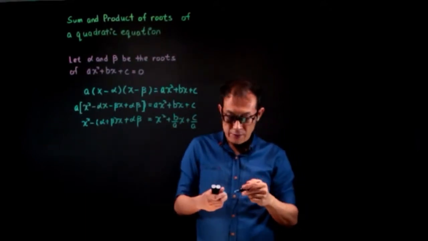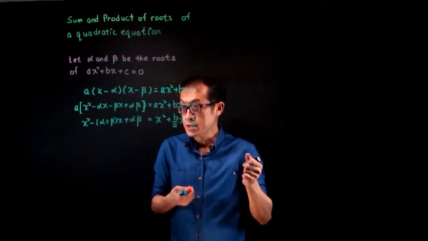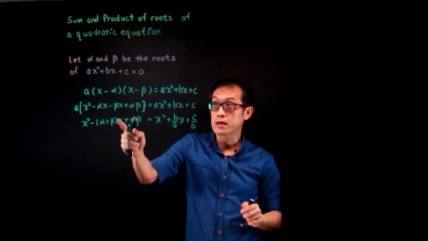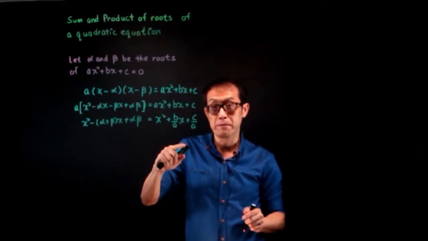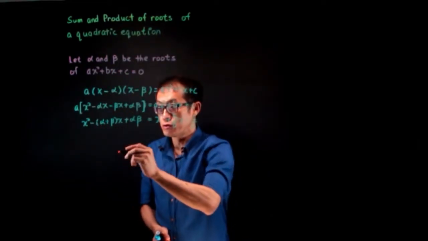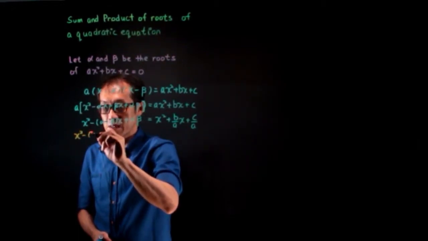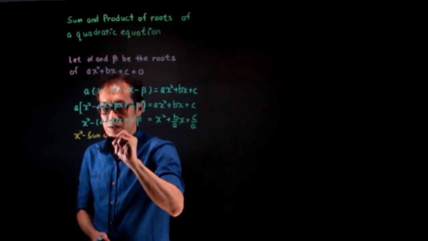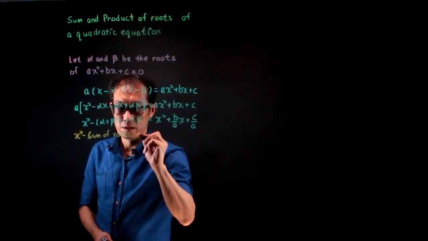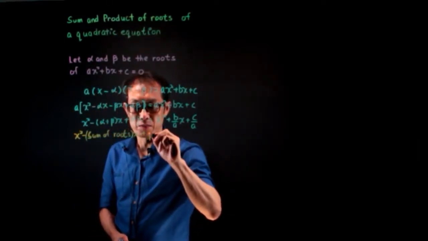Now there are a few things I want to show you over here. What is alpha plus beta? Alpha plus beta is the sum of roots because alpha and beta are the roots of the equation. So you realize that x squared minus the sum of roots, maybe I do a close bracket, plus the product of roots.